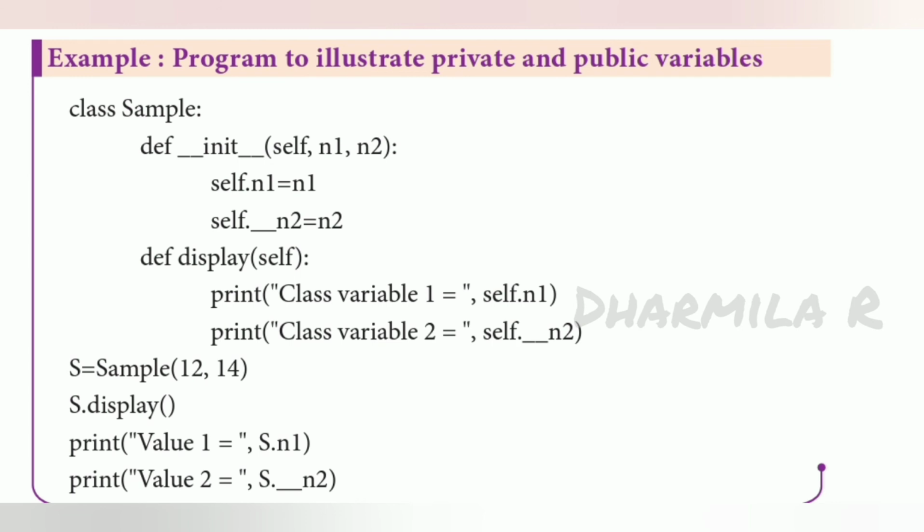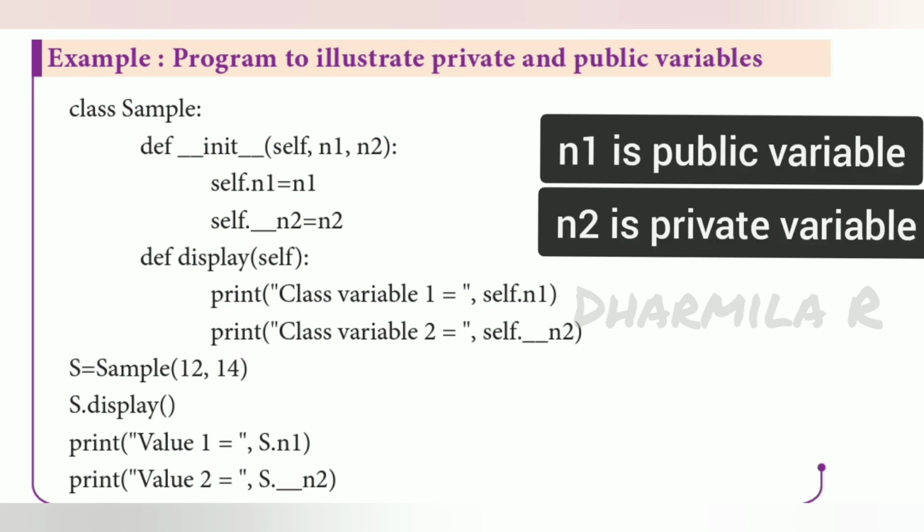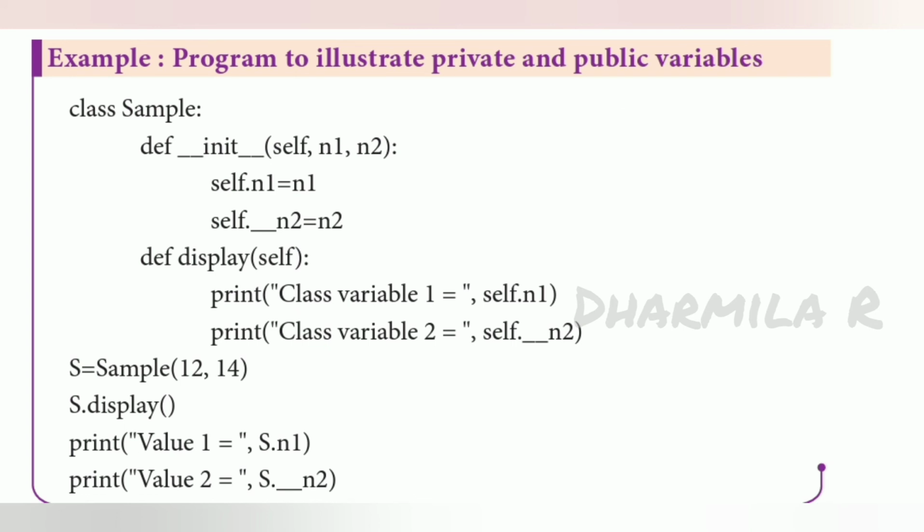Now look at this example. Here we do have 2 parameters, that is n1 and n2. So n1 is public and n2 is private. So while assigning values for all the arguments, we have to use self dot n1 is equal to n1. This is the way to assign the value. So n1 will be assigned from the object, that is 12. And n2 is private and the value for n2 is 14. Why is it private? It is declared with double underscore.